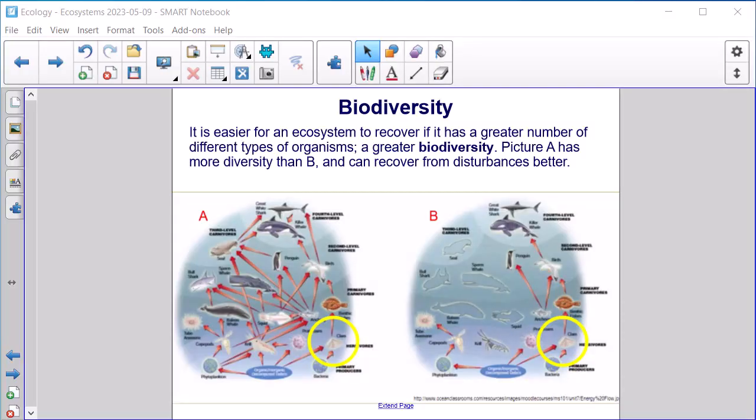Biodiversity. It is easier for an ecosystem to recover if it has a greater number of different types of organisms, a greater biodiversity. Picture A has more diversity than B and can recover from disturbances better.